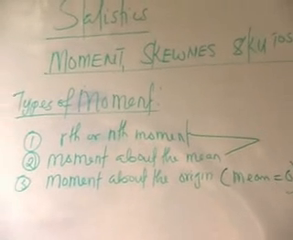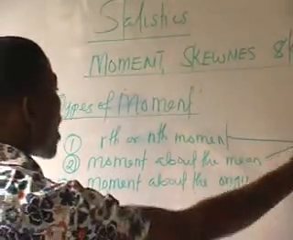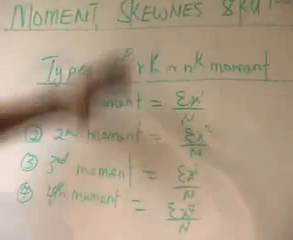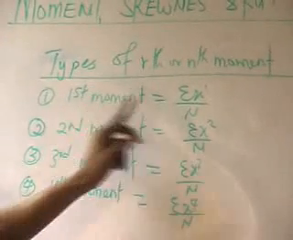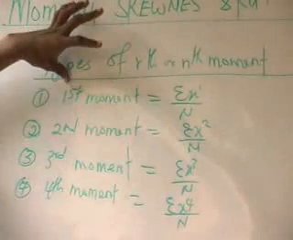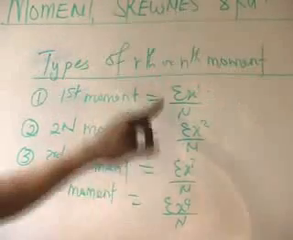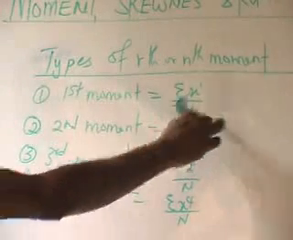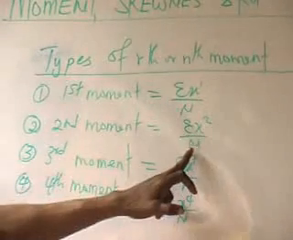What we are going to look at now are the types of rth moment. So the types of rth or nth moments are as follows. Number 1, we have the first moment. The first moment is the summation of x raised to power 1, because first means 1, over n. Then we have our second moment, which is x raised to power 2, because second means 2, over n.